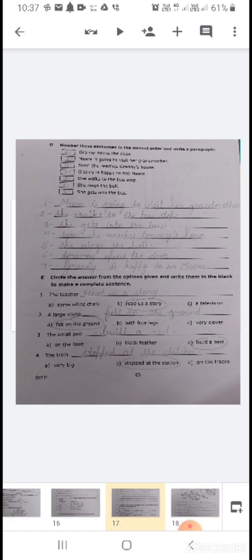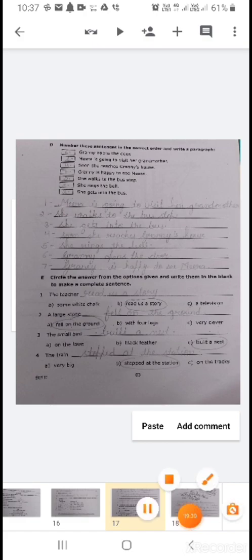Third is, the small bird. So circle builds a nest. So the small bird builds a nest. Fourth is, the train dash. So circle stopped at the station. The train stopped at the station.